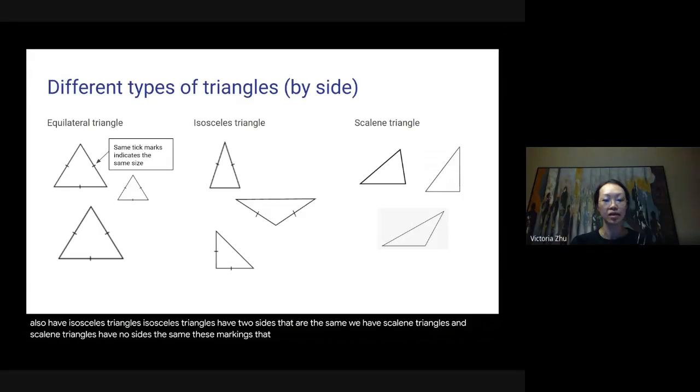These markings that you see on these pictures, they're called tick marks, and any sides that have the same tick marks in the same picture means that they are the same size.